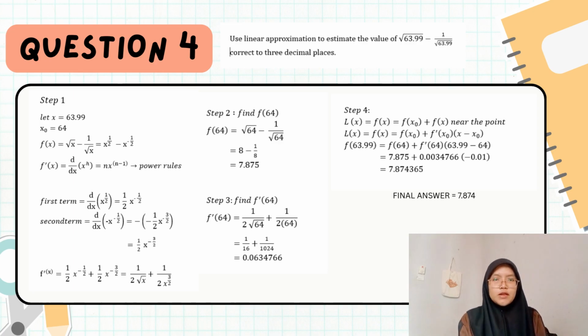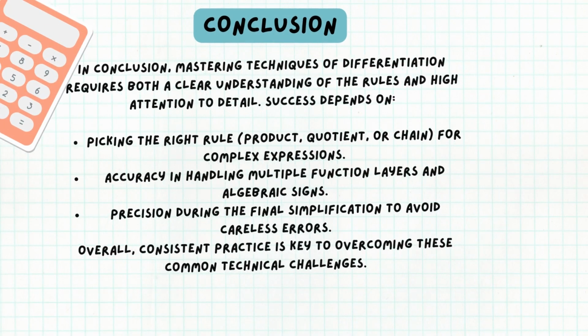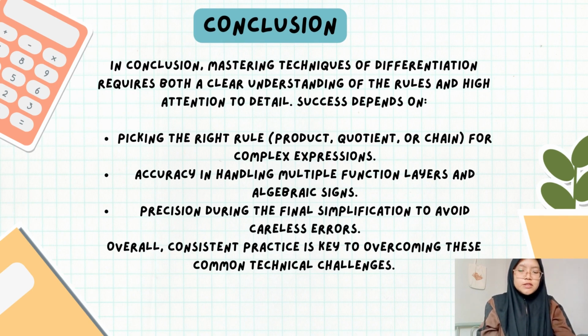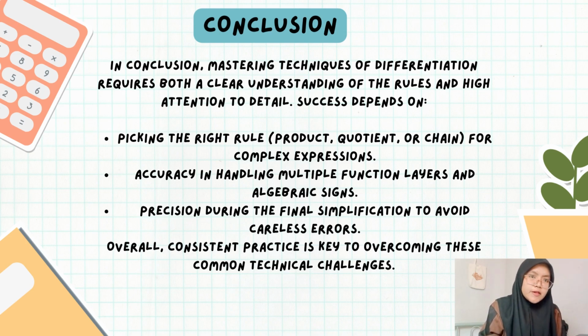That's all from me. In conclusion, mastering the technique of differentiation requires both a clear understanding of the rules and high attention to detail. Success depends on picking the right rule, such as product, quotient, or chain for complex expressions, and accuracy in handling multiple functions, layers, and algebraic signs. And lastly, precision during the final simplification to avoid careless errors. Overall, consistent practice is the key to overcoming this common technical challenge.